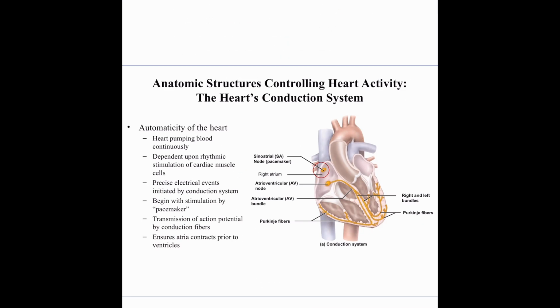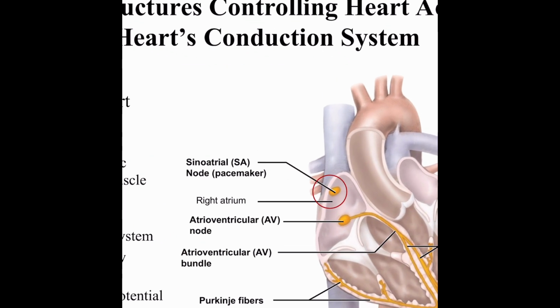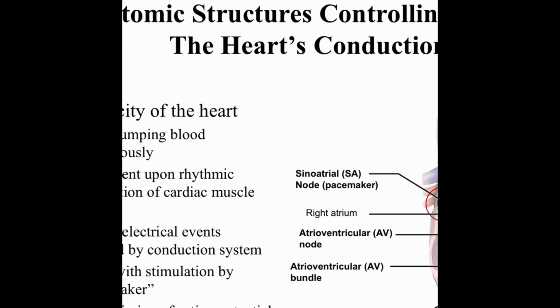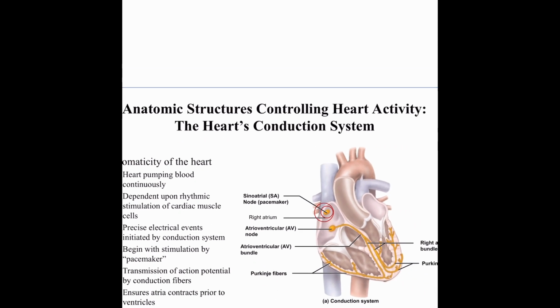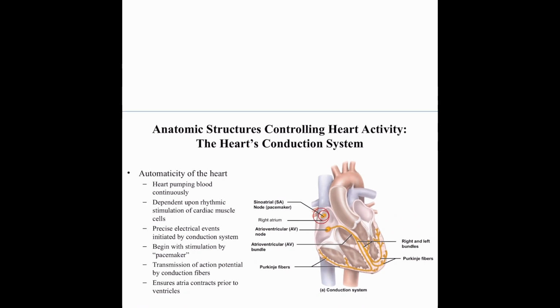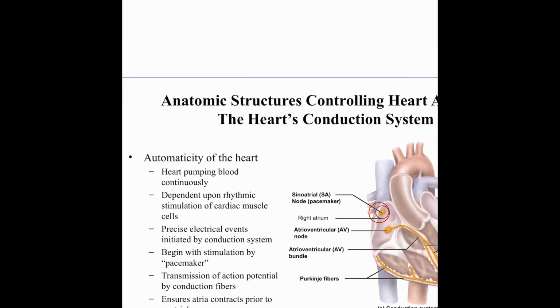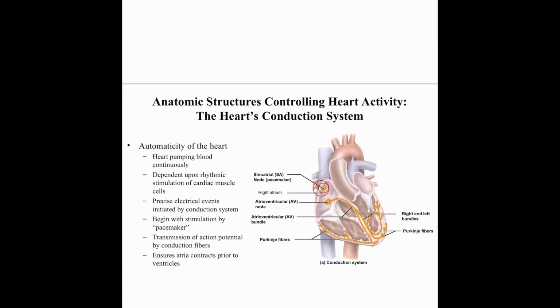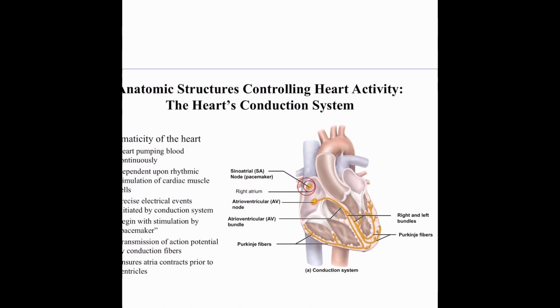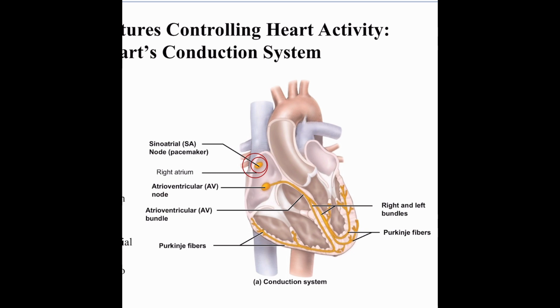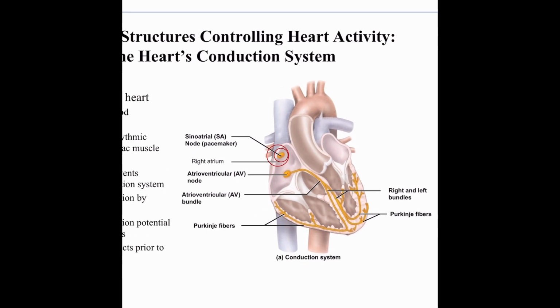So the SA node, which I've reviewed with some of you already, is really the pacemaker. It starts the heartbeat and the rhythm of the heartbeat, right? So the heart pumps blood continuously all the time. It has a rhythm, and there are precise electrical events initiated by the conduction system. So you have your SA node, your AV node, your right and left bundles, and your Purkinje fibers. That is your conduction system.